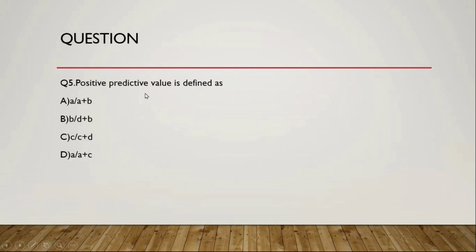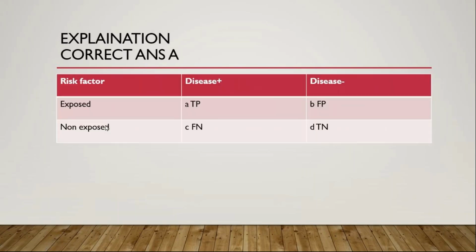Yes, ma'am. So positive predictive value is defined as option A, A upon A plus B; option B, D plus B; option C, C upon C plus D; and option D, A upon A plus C. So what will be the correct answer? Option A upon A plus B. Yes, so the correct answer is option A. Make a 2 by 2 table like I have told you, and horizontal. So it is A upon A plus B.